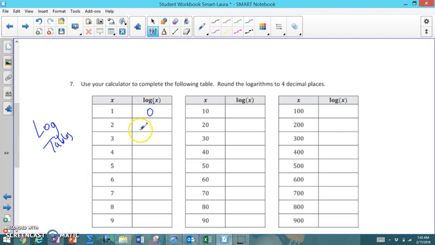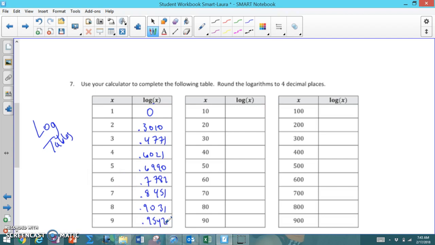So log of 1 is 0. Log of 2 is 0.3010. Log of 3 is 0.4771. Log of 4 is 0.6021. Log of 5 is 0.6990. Log of 6 is 0.7782. Log of 7 is 0.8451. And log of 8 is 0.9031. Log of 9 is 0.9542.